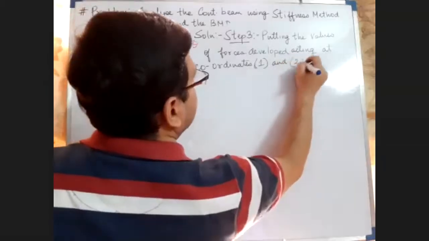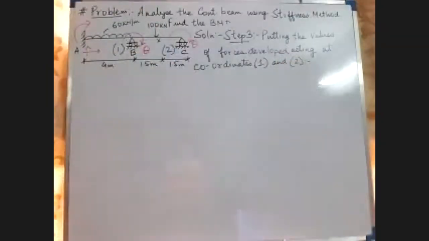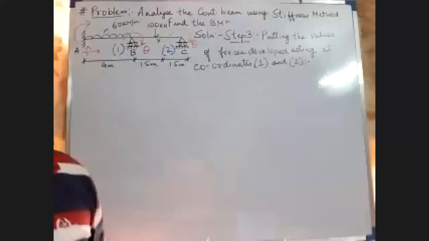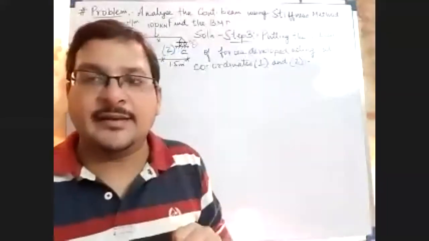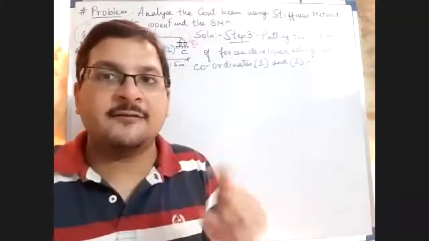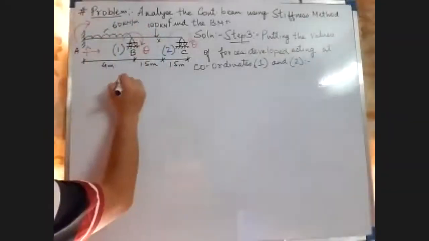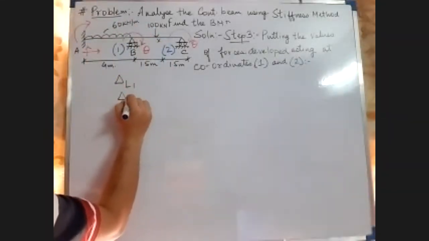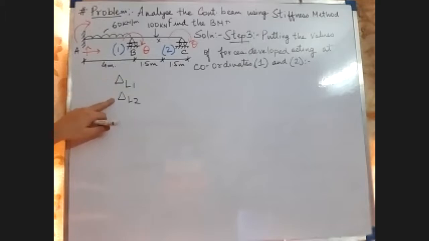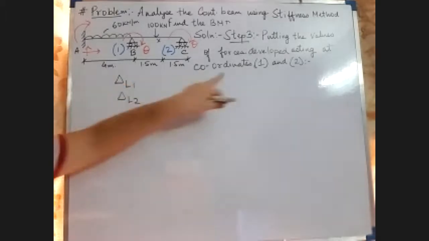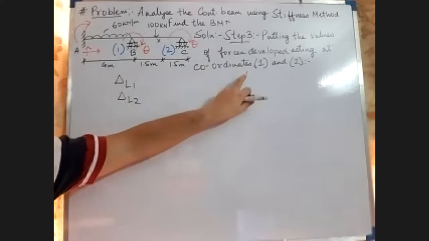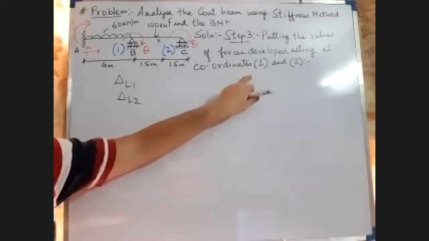Coordinates 1 and 2. Okay. So now we'll put the values. Just like in the flexibility method, there were delta L1 and delta L2. These were the displacements occurring due to external loading. Here it is just the opposite: we will calculate the forces developed due to this displacement.